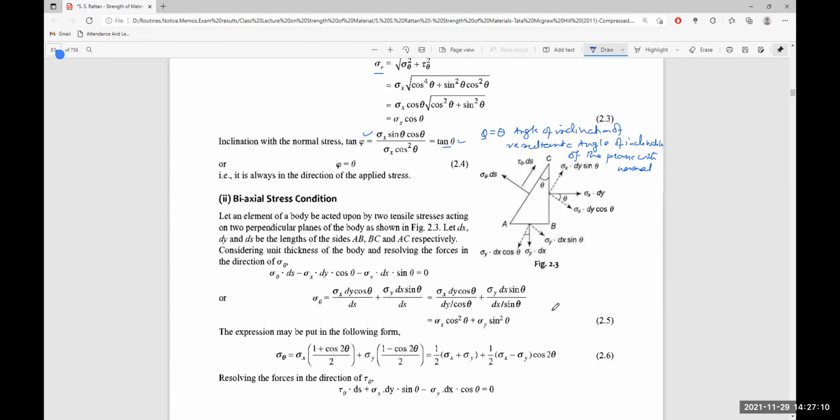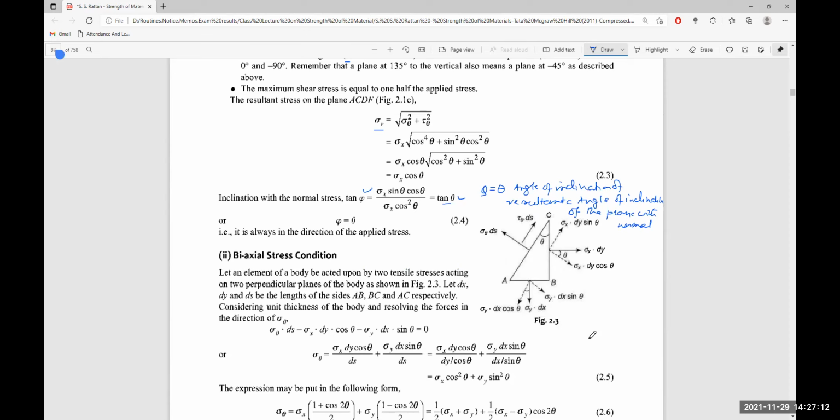Next, let us talk about biaxial stress. Here not only a single stress sigma x along the x-axis is acting, but another stress sigma y, which is vertical and acting on the face AB, is also acting, as shown here. Here sigma x is acting as well as sigma y. So dy and ds are the lengths of the sides AB, BC, and AC respectively.